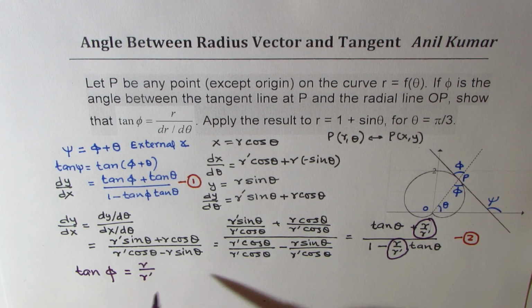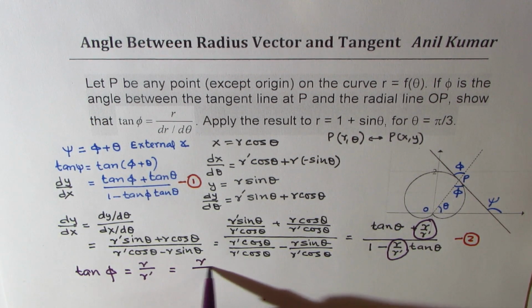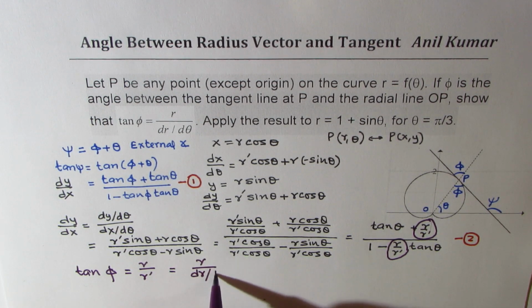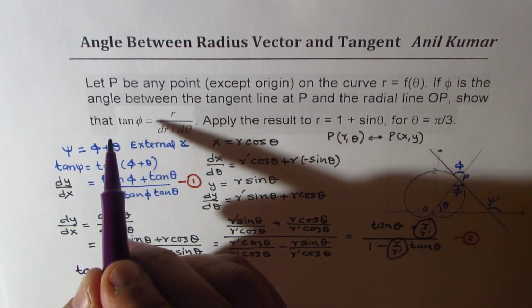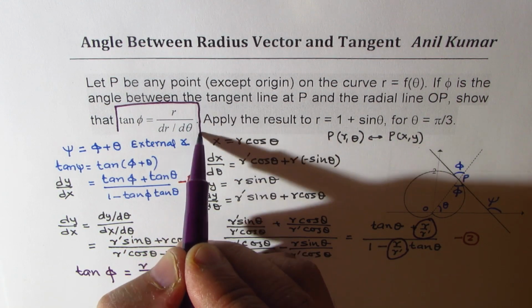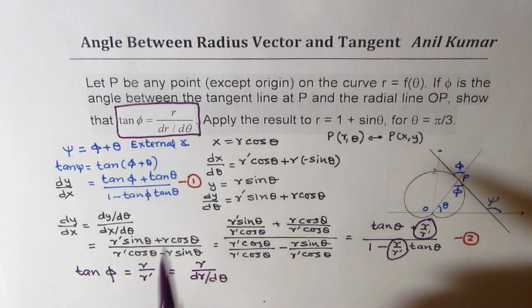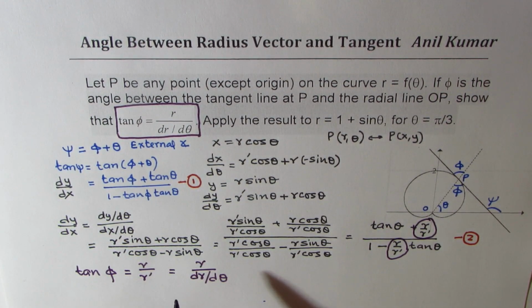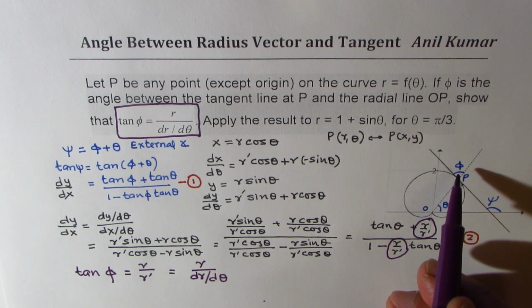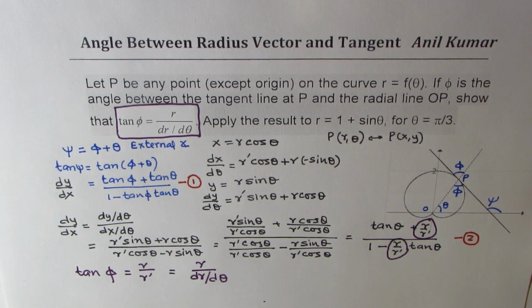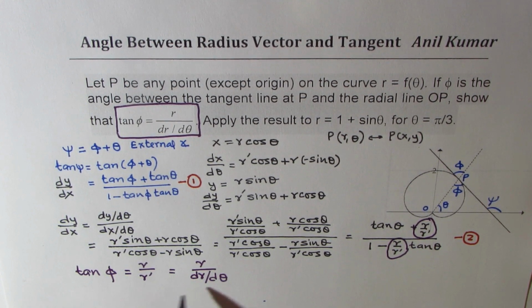Correct? What is R dash? R dash is dr d theta. Correct? So that is how we get our relation, which is right there. So the angle between the radius vector and the tangent phi is related in this fashion. Do you get the idea?